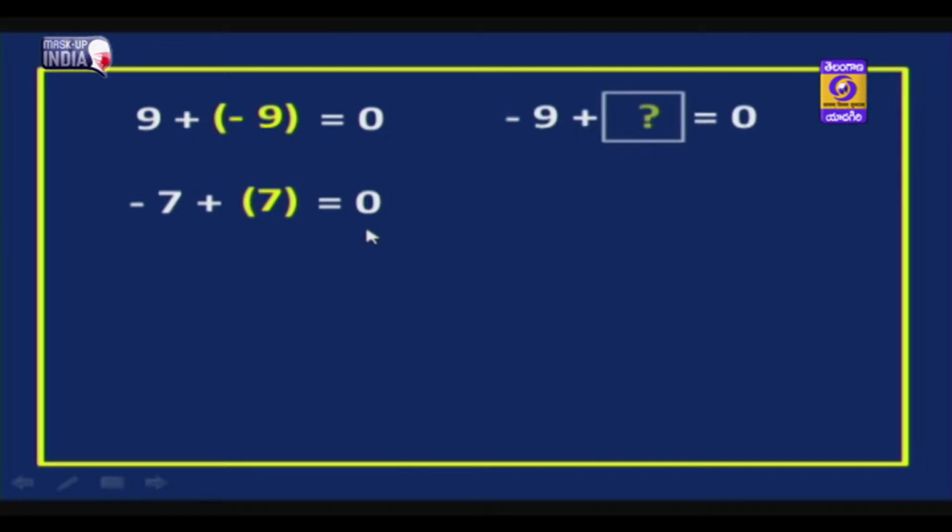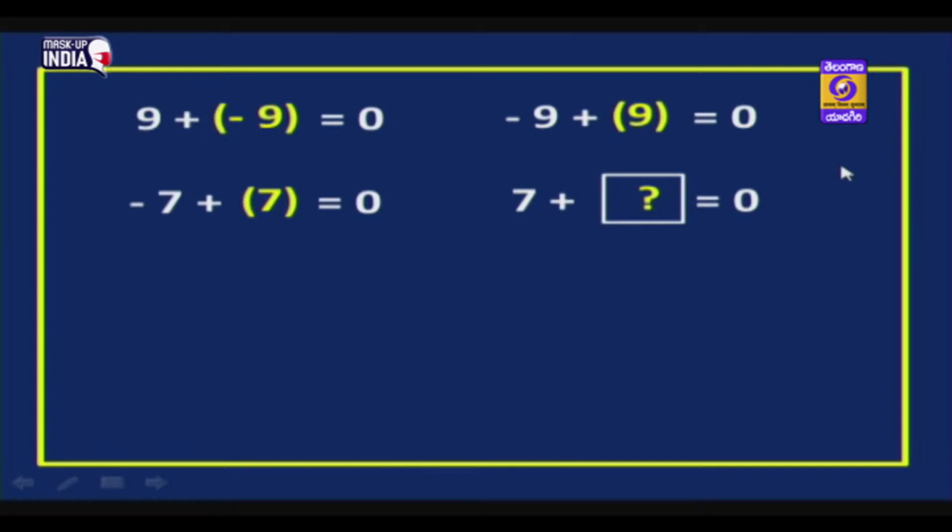Let us take one more example. Minus 9 plus which number gives you 0? Which number should be there? Yes, plus 9. That is minus 9 plus 9 gives you 0. Let us take the last example, that is 7 plus which number gives you 0? Here that number should be minus 7, that is 7 plus minus 7 equal to 0.